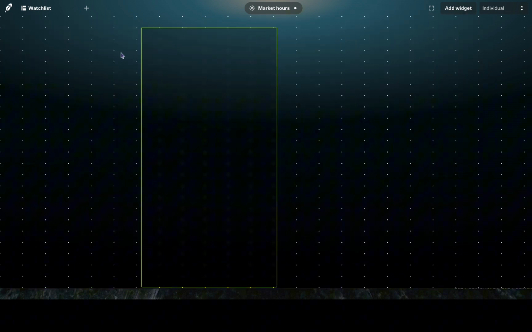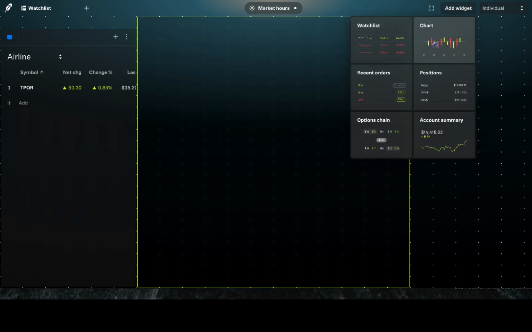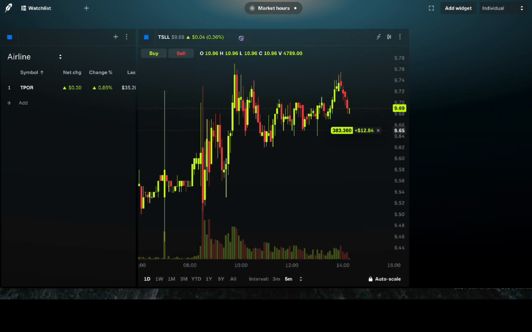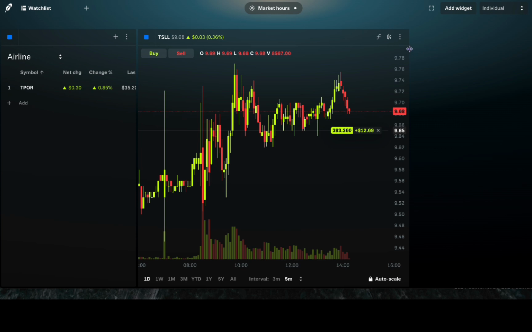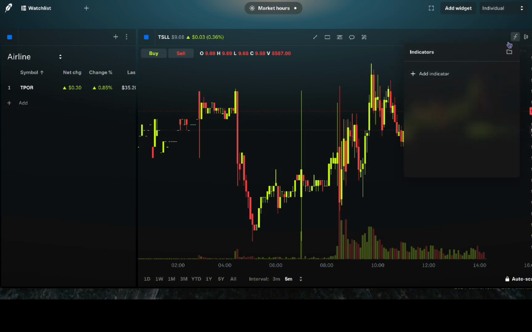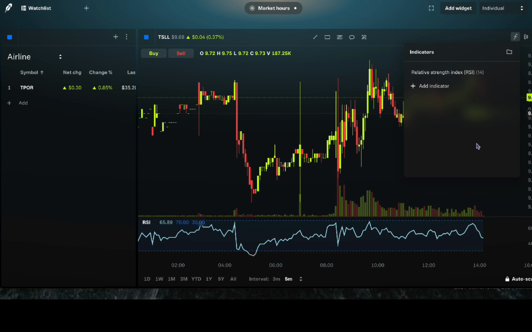I'm going to drag my watch list over here to the left. Now I have that. I can click add widget, and then I can add my chart right here. And if I also want to add anything else like my recent orders or positions, I can do that. For the purpose of this video, I'm just going to show you guys the RSI. So you're going to click over here in indicators, and you can actually add an indicator. So we're going to select the RSI.